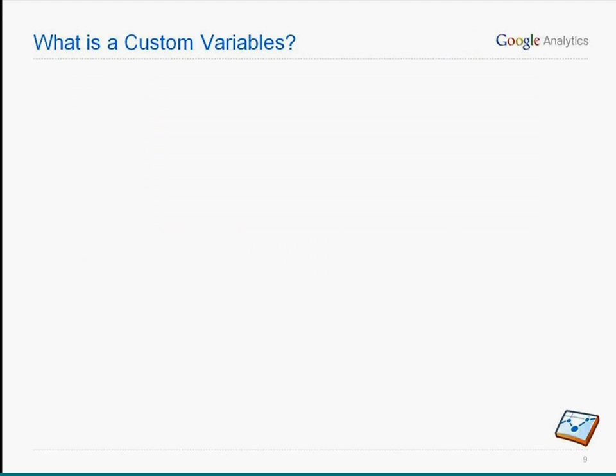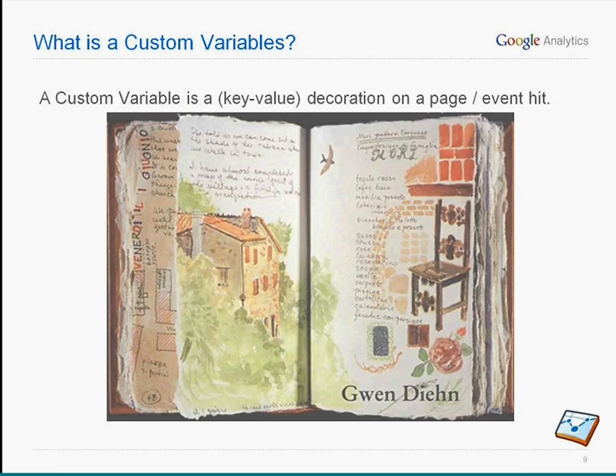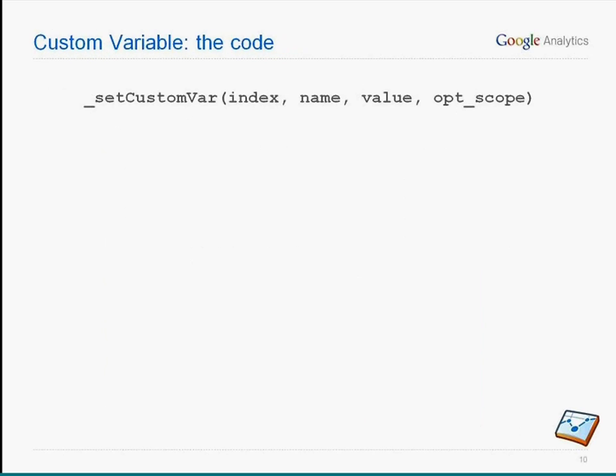So, what is a custom variable? Now that we have looked through an animated example, it is really a key value decoration on a page or event hit. For those who are more advanced, this also applies to transaction and item hits. So, this is where this image comes in. A custom variable is a decoration on a page. So now you understand why this is such an important image. And really, that's all it is. It is not about sending additional hits to Google. It is simply about decorating pages that people are already seeing as they go through your website.